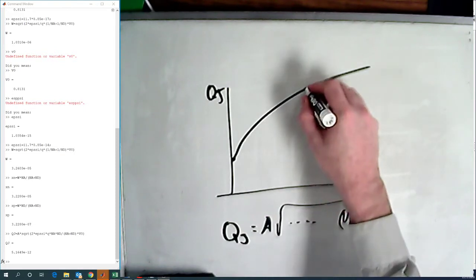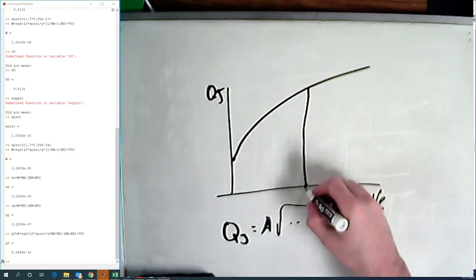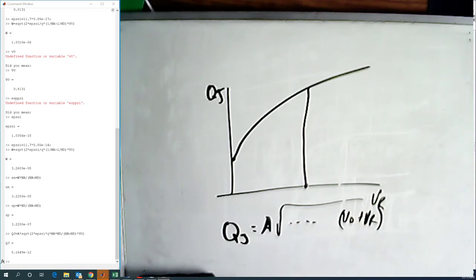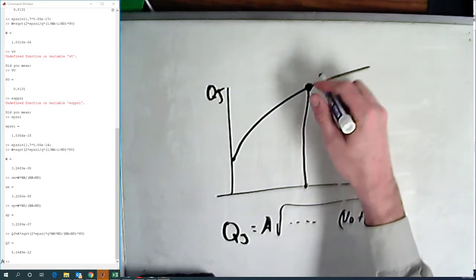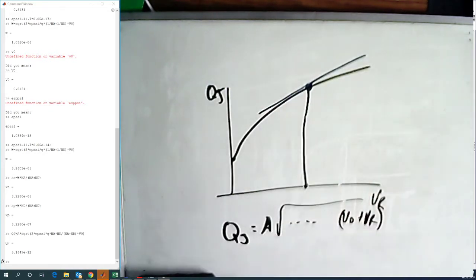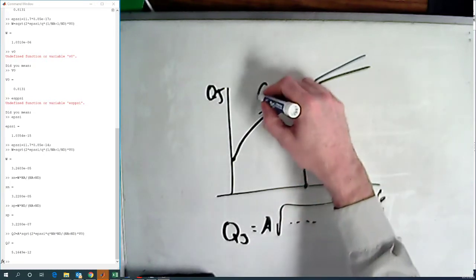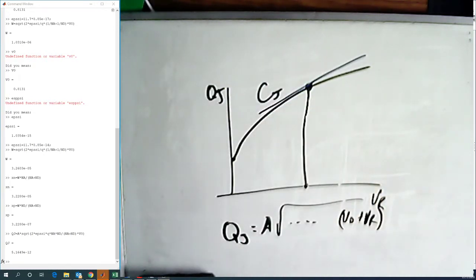And then we're going to just pick a point. Let's say we have a DC bias voltage that we're putting onto the junction that's right there. This becomes our bias point. And if we just draw a tangential line there, the slope of that is our junction capacitance. So whether we want to or not, diodes have junction capacitance, and that can cause problems.